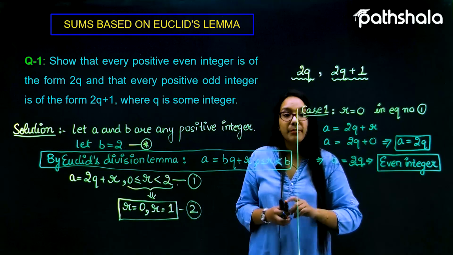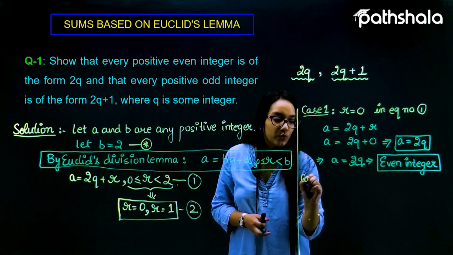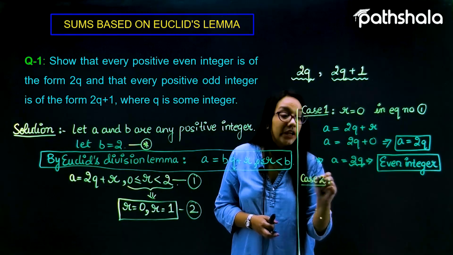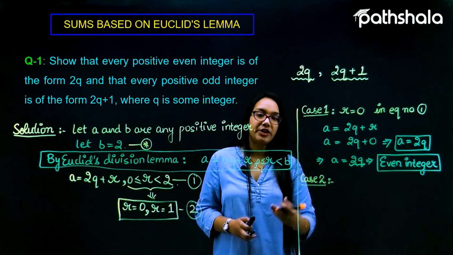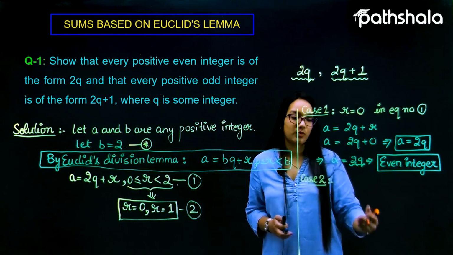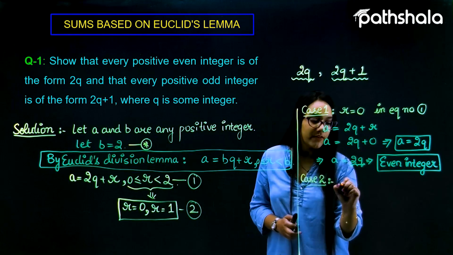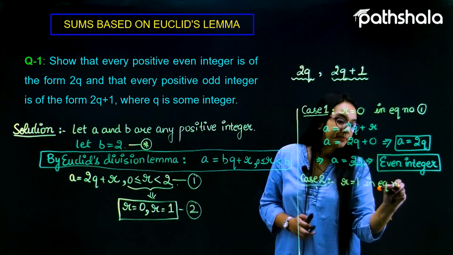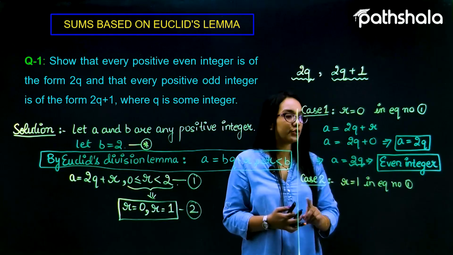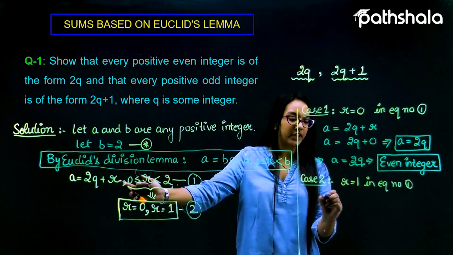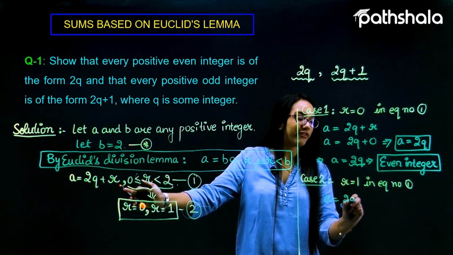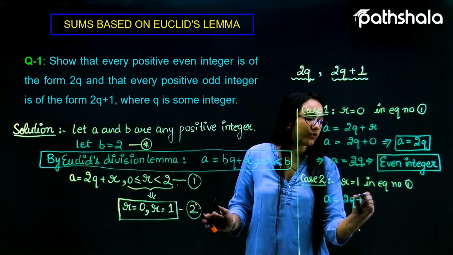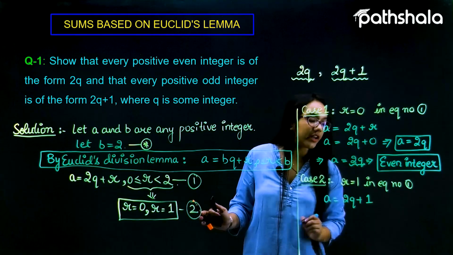Now move on to case number 2. Now we are left with our second part, in which we have to prove that every odd positive integer is of the form 2Q plus 1. So let's just start with it. Substitute the value of R equal to 1 in equation number 1. So when we substitute R as 1 over here, we get A is equal to 2Q plus R. What is the value of R over here? R is nothing but 1. So we are substituting the value as 1.